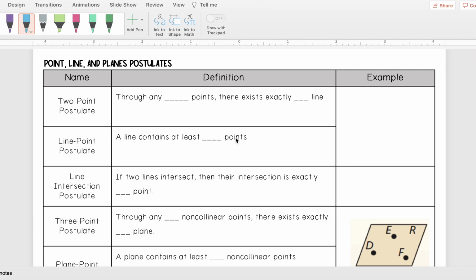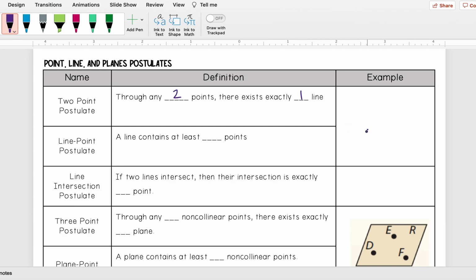In this video, we're going to go over some of our point, line, and planes postulates. So there are several things that we know about points, lines, and planes and their interactions together in these postulates. So the first one is the 2-point postulate. And the 2-point postulate tells us that through any 2 points, there's exactly one line.